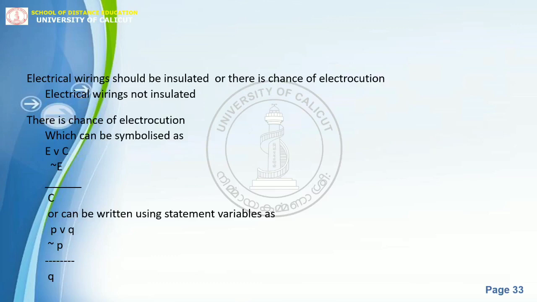Let us have a look at how we can symbolize a statement. Electrical wiring should be insulated or there is chance of electrocution. Electrical wiring is not insulated. So the conclusion will be there is chance of electrocution. This can be symbolized as E or C, negation E, therefore C. Or it can be written using statement variables as P or Q, negation P, therefore Q.